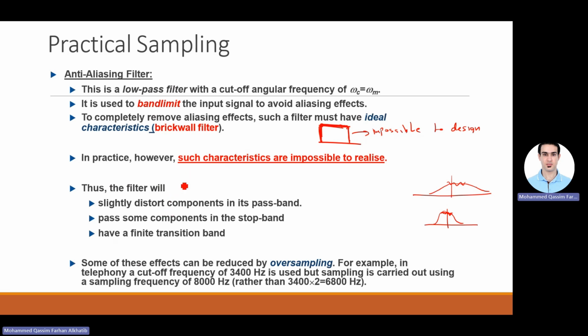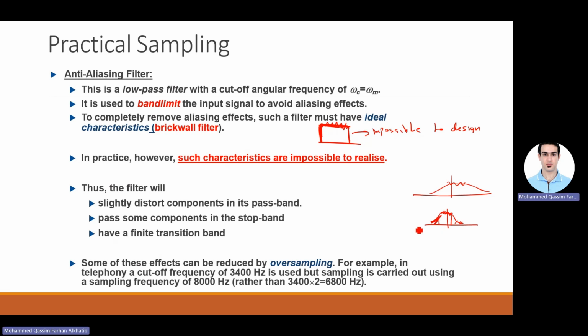So it doesn't matter what filter I use to reduce aliasing. This filter will distort some components in the pass band, because it has some variations in the value, and it will pass some components in the stop band because I don't have the perfect transition. It will pass some components, but to a certain limit that is acceptable. So it will have a finite transition band. That's the transition band.